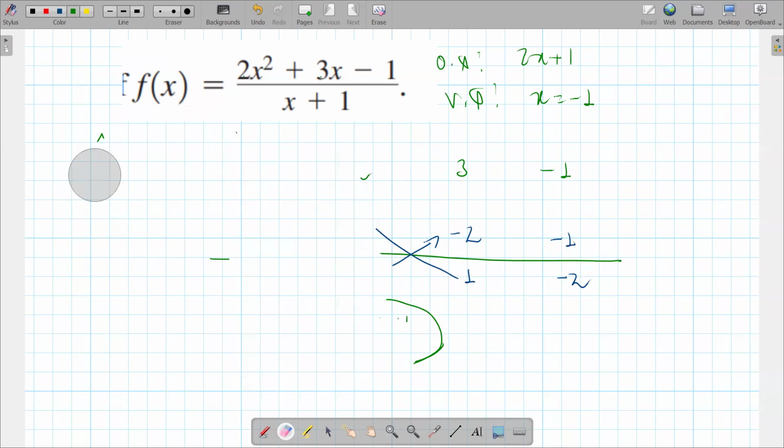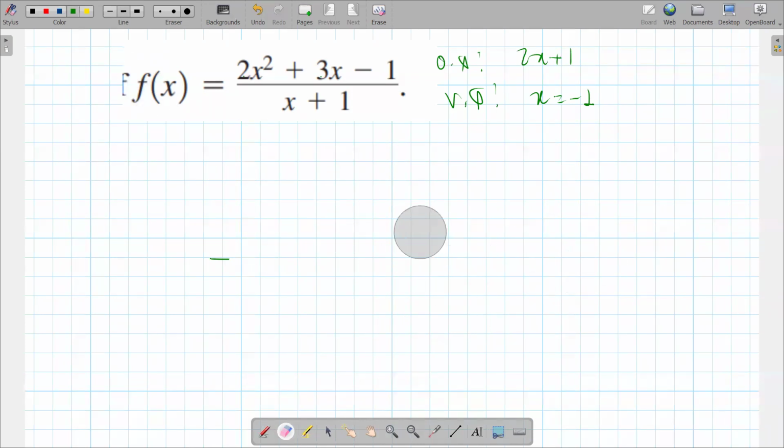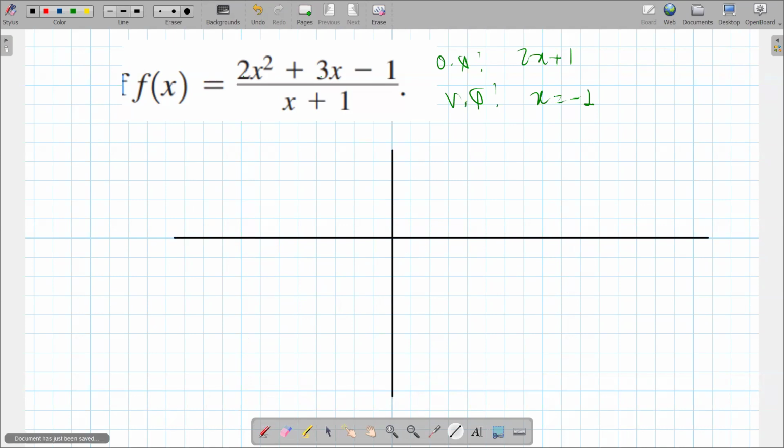So now let's sketch what we have. I think it was just asking us for the asymptotes, but we're going to go ahead and sketch this. X equals -1, so there's a vertical asymptote here at -1. And then we have an oblique asymptote at 2x plus 1. Remember how to graph a linear function. Plus 1 is there, up 2 units, across 1 unit. So this is going to be my oblique asymptote, 2x plus 1.